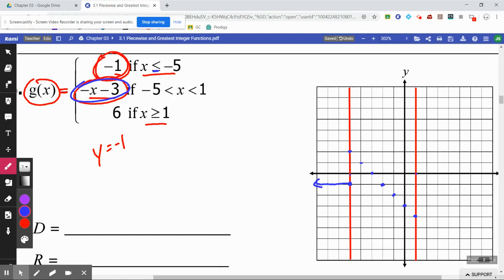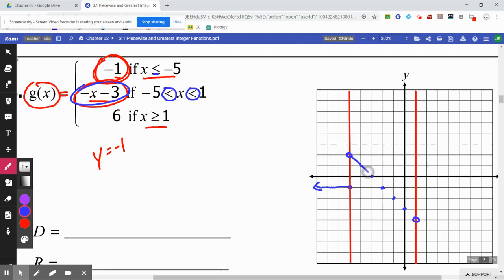Now, if you'll look a little bit closer, I'm not going to include -5, and I'm also not going to include 1. So these two dots that were here, I need that line back. And the dot that is here, I've actually got to do open circles because those points are not going to be included on my graph. And then I simply connect my dots.